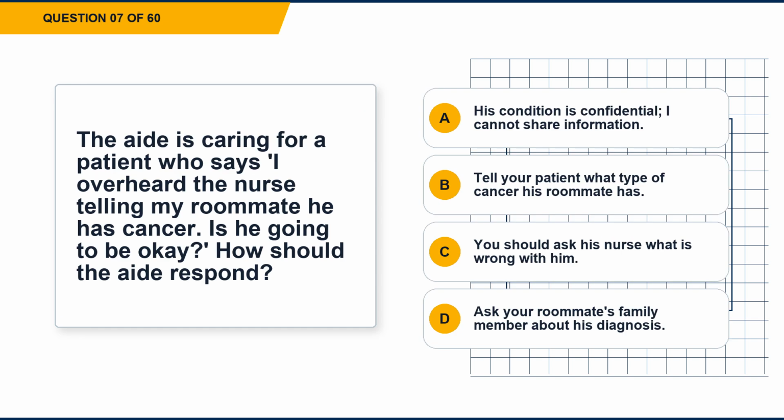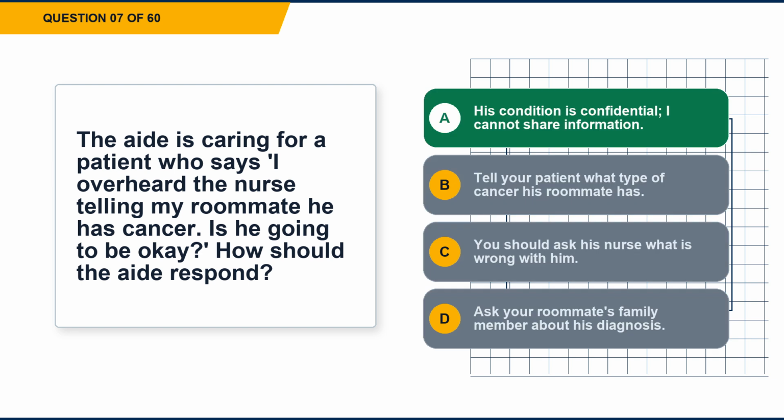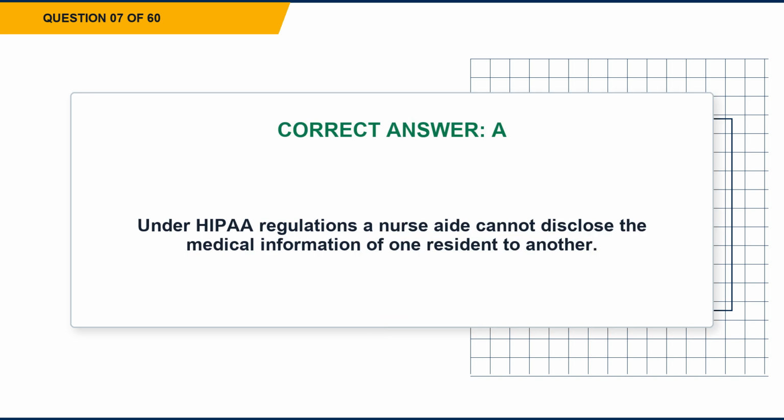Question 7. The aide is caring for a patient who says, "I overheard the nurse telling my roommate he has cancer. Is he going to be okay?" How should the aide respond? Option A, his condition is confidential, I cannot share information. Option B, tell your patient what type of cancer his roommate has. Option C, you should ask his nurse what is wrong with him. Option D, ask your roommate's family member about his diagnosis. The correct answer is option A, his condition is confidential, I cannot share information. Explanation. Under HIPAA regulations, a nurse aide cannot disclose the medical information of one resident to another.